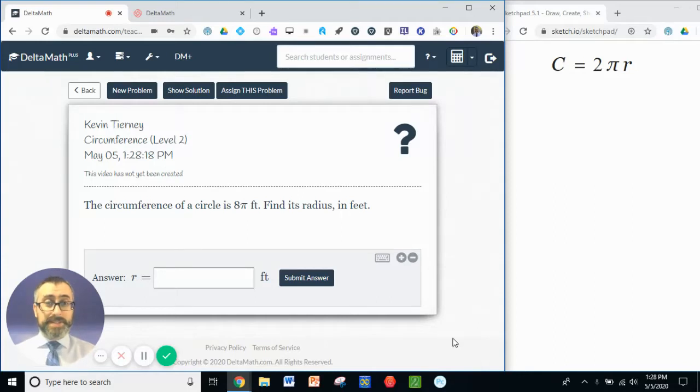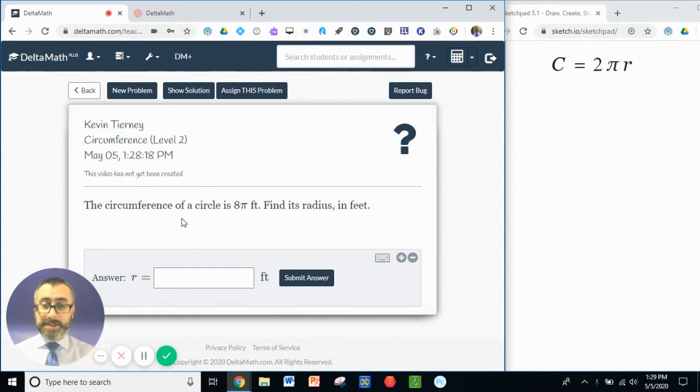Using circumference to find radius and diameter. Welcome back. We're going to continue working with the circumference of a circle, but this time we're going to be given the circumference and then asked to find either the radius or the diameter. We'll still use our formula C equals 2 pi r, but we'll have to use our algebra skills to solve for the radius. Let's take a look at the first problem.